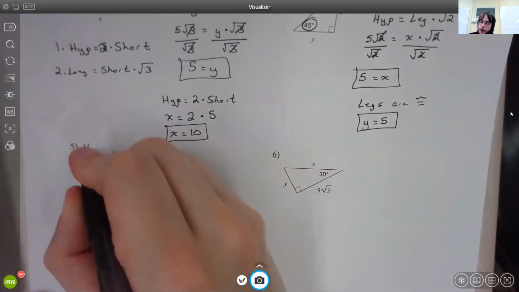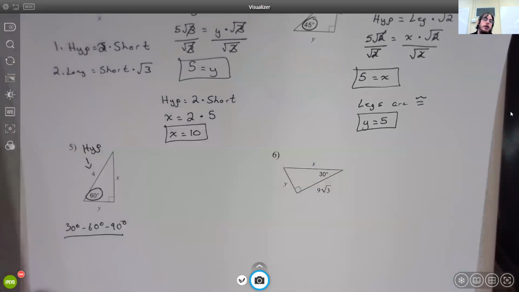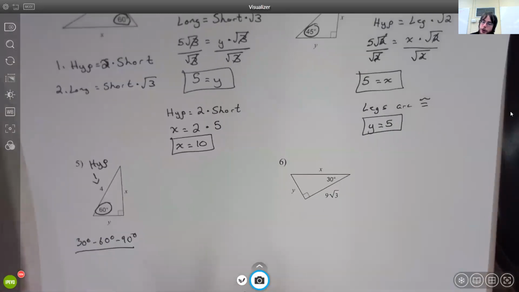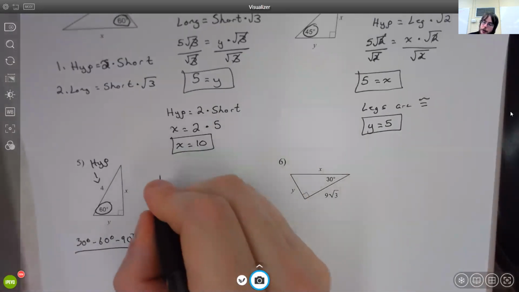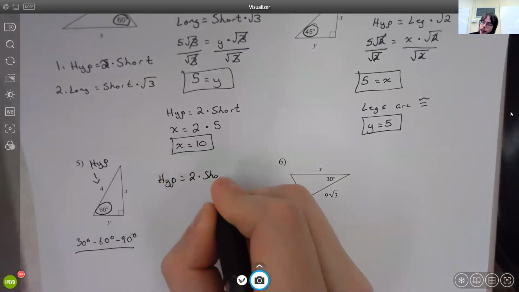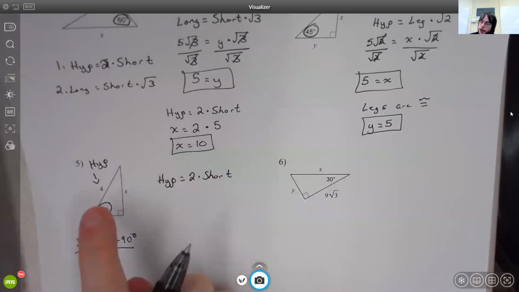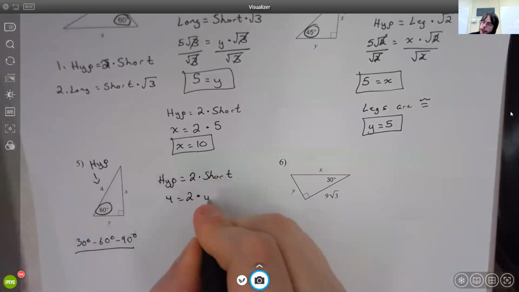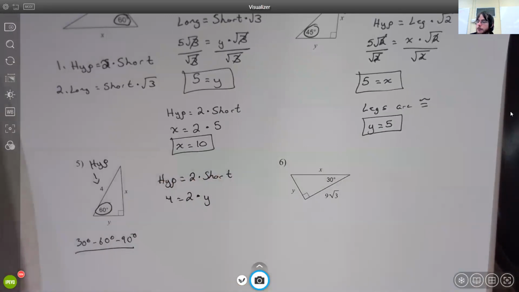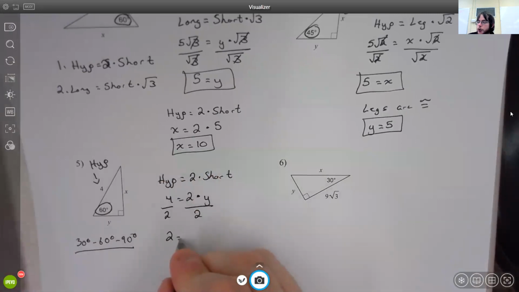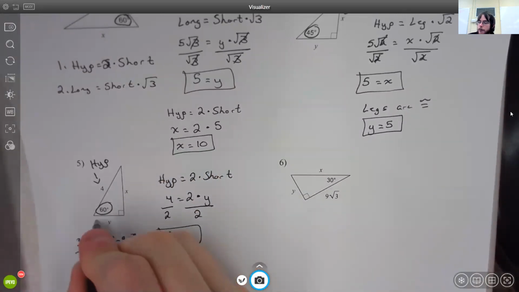So we know the hypotenuse, and we still need to know our short leg before we can find our long leg. So for a 30, 60, 90 triangle, the relationship between the hypotenuse and the short leg is that the hypotenuse is equal to 2 times the short leg. Your hypotenuse in this case is 4, which is equal to 2 times your short leg, which is y. You divide both sides by 2, and you get that 2 is equal to y.